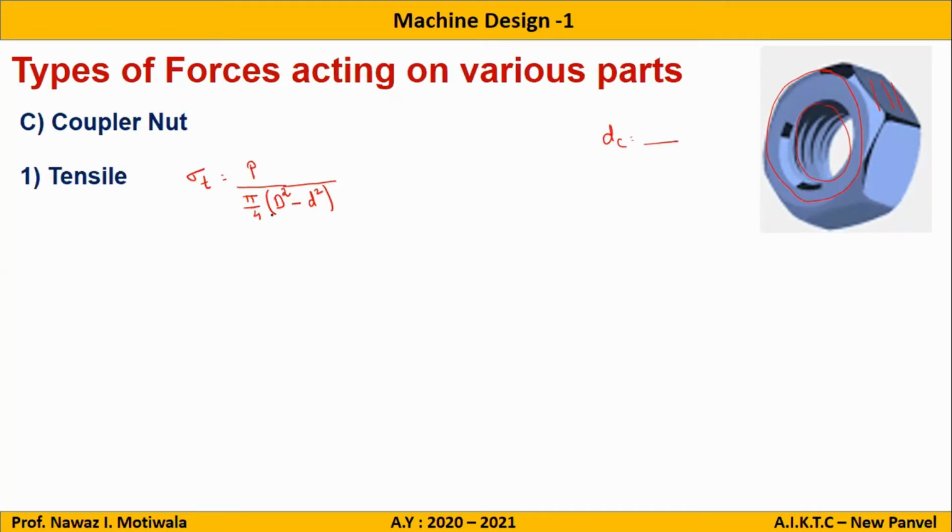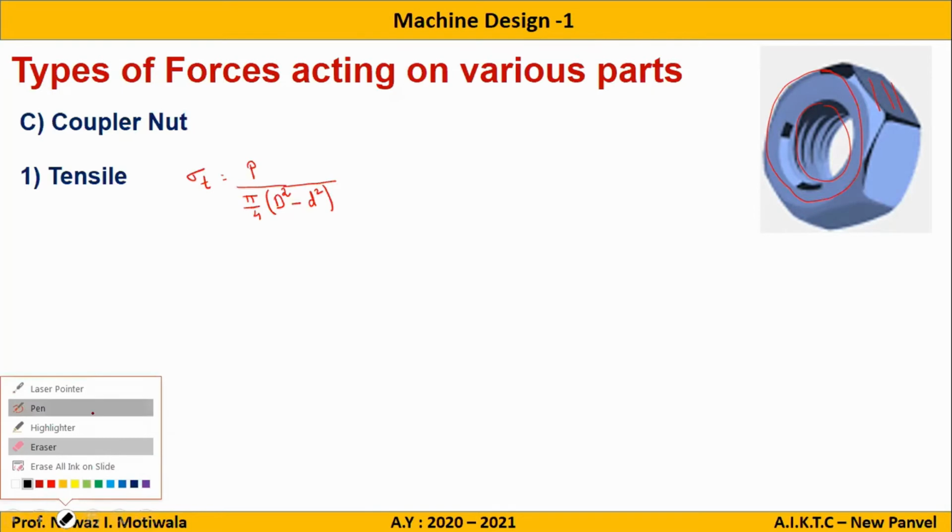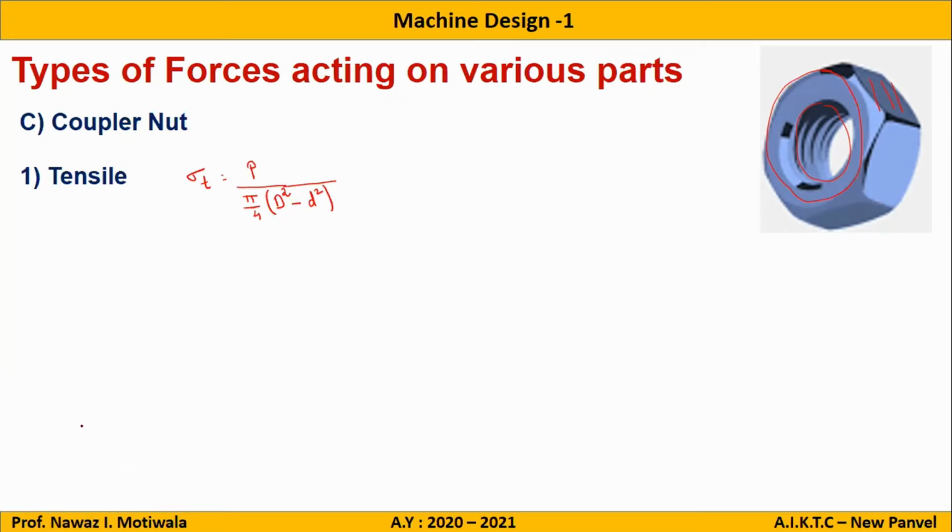So what will we do? Say, what will we do? Sir, there will be some empirical relation? Yes. In the coupler nut we have used an empirical relation, so yes, we can use an empirical relation here also, that is DC is equal to 0.84 times the small d. That means the core diameter is 0.84 times the major diameter. This is the empirical relation which we will use.